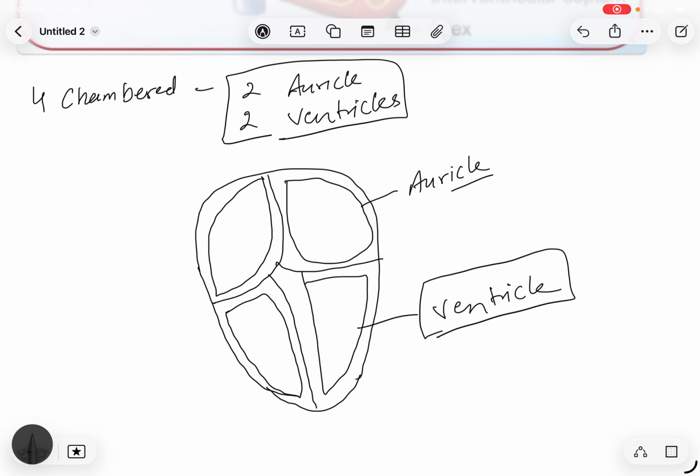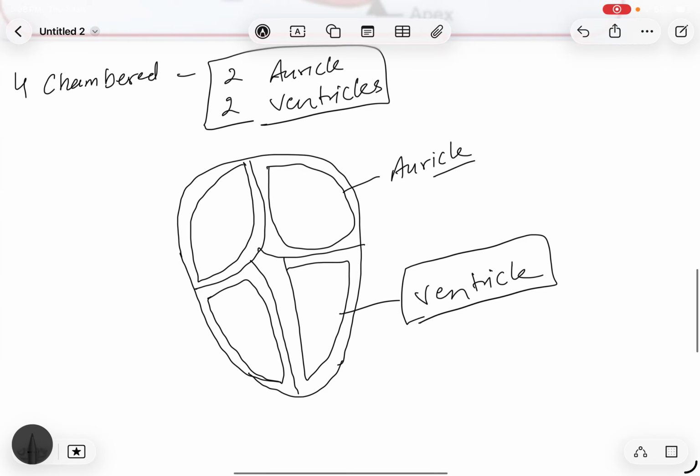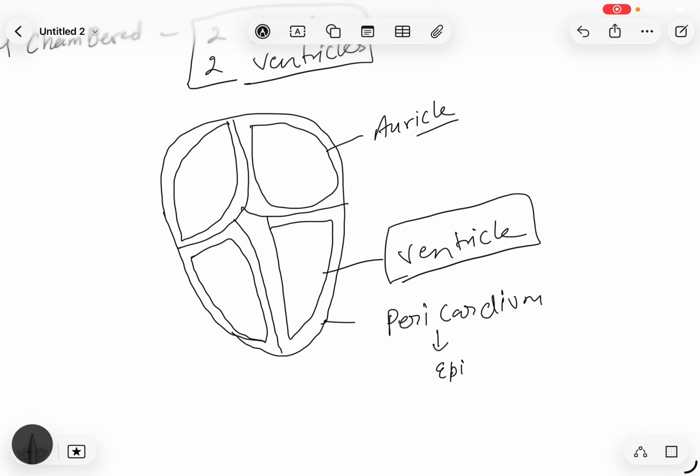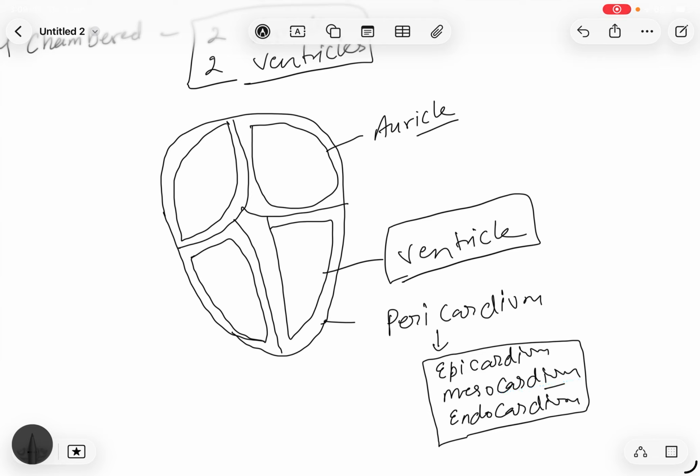The outer covering found around the heart is known as the pericardium, which can be divided into three layers: epicardium, the outer one, mesocardium, the middle one, and endocardium, the most inner one.